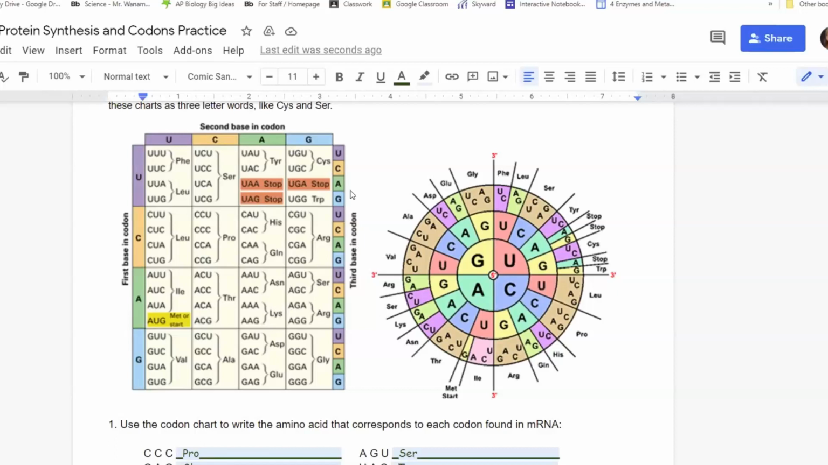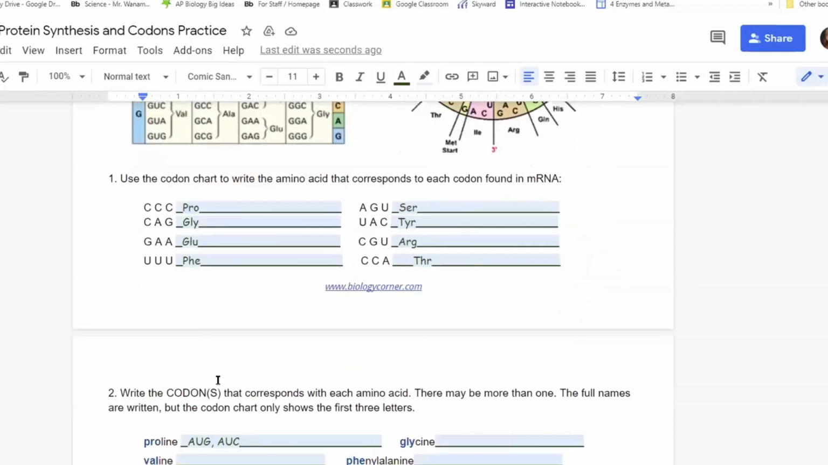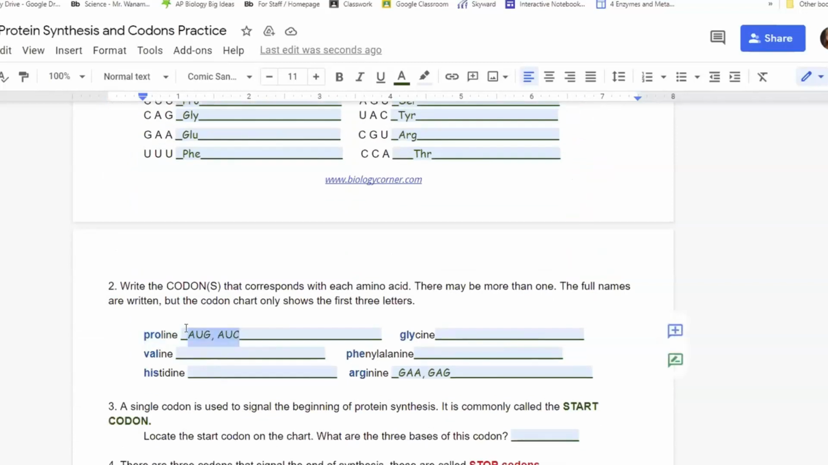Let's double check over here. Proline, yeah, CC and any 4th letter. Right here is proline. Again, you can use either box, you'll get the same answers. So for this, you could have CCU, CCA, CCG, and CCC. That's called the wobble effect, the fact that the 4th letter or the 3rd letter can be changed and you often get the same amino acid.